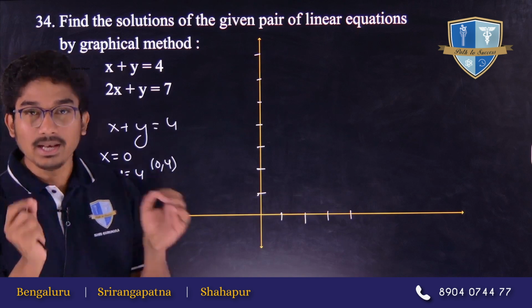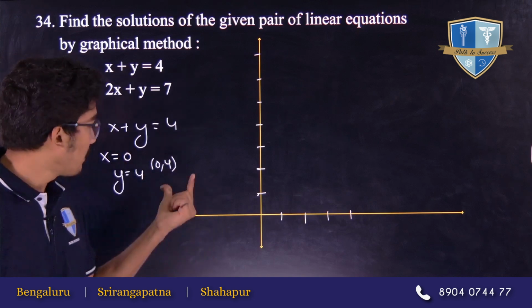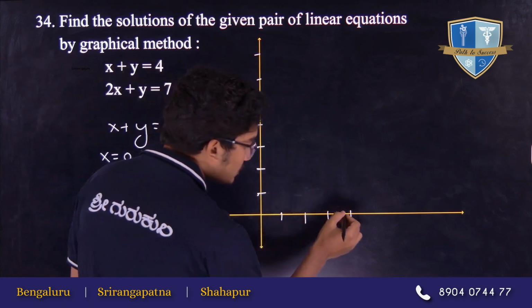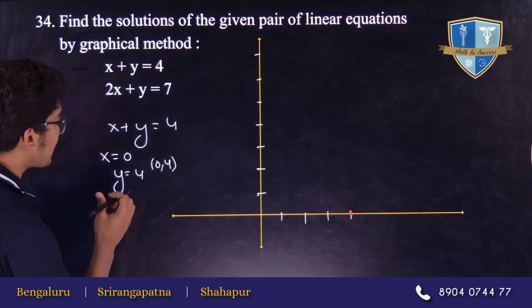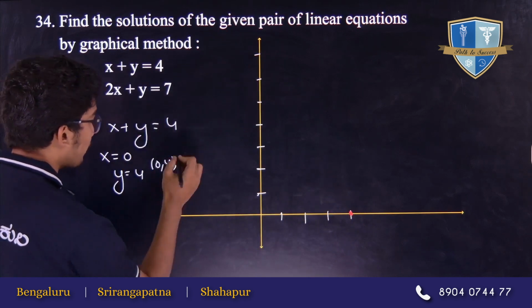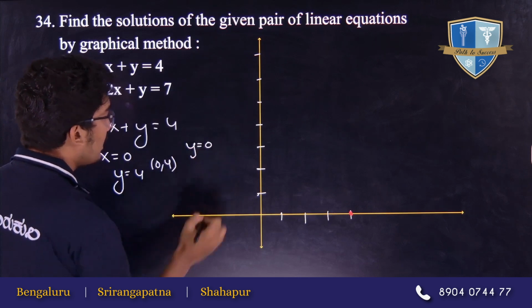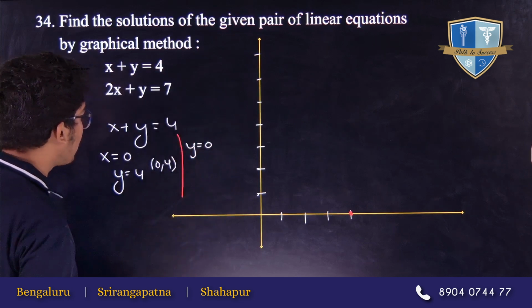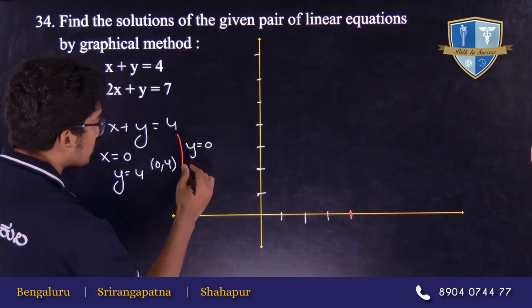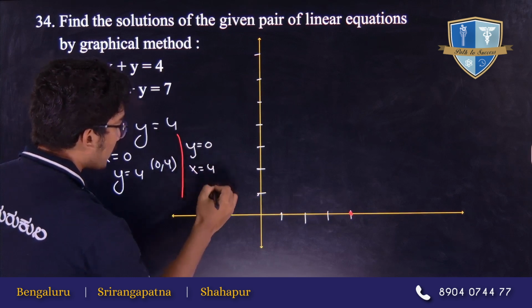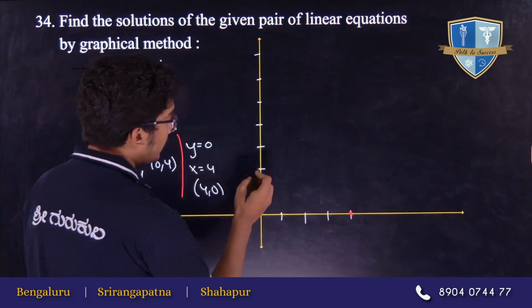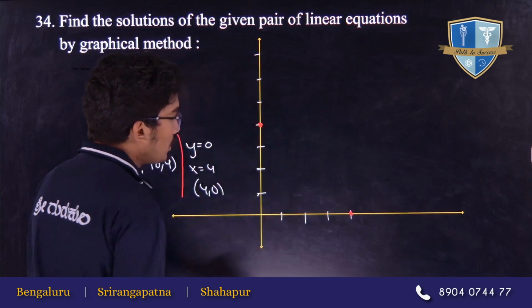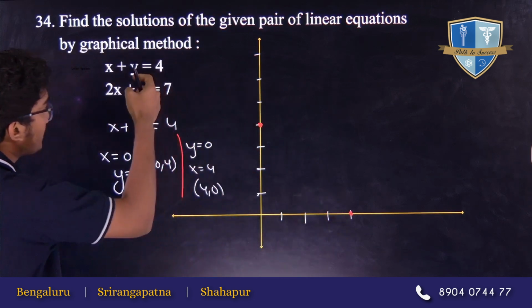To draw any line, we need at least 2 points. One point we got, that is (0, 4). (0, 4) is somewhere here, correct? Now for another point, in the same equation we'll put y equals 0 and find the value of x. Putting y equals 0, we get x equals 4. So another point is (4, 0). That will be 1, 2, 3, 4, so (4, 0). These are the 2 points through which this line is passing.